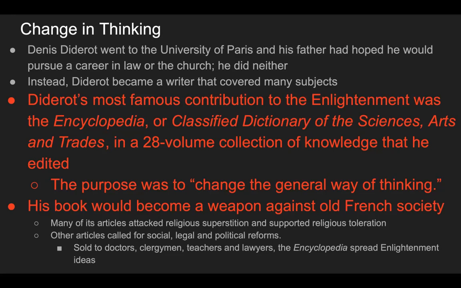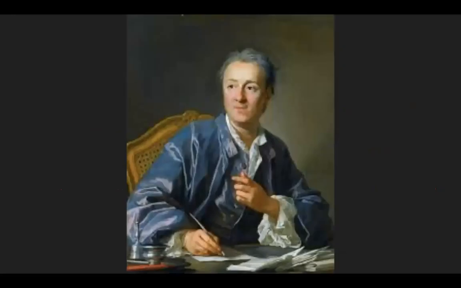Many of the articles in his book attacked religious superstition and supported religious toleration. Other articles called for social, legal, and political reforms. It was sold to doctors, clergymen, teachers, and lawyers. The encyclopedia spread Enlightenment ideas. And that's Diderot.